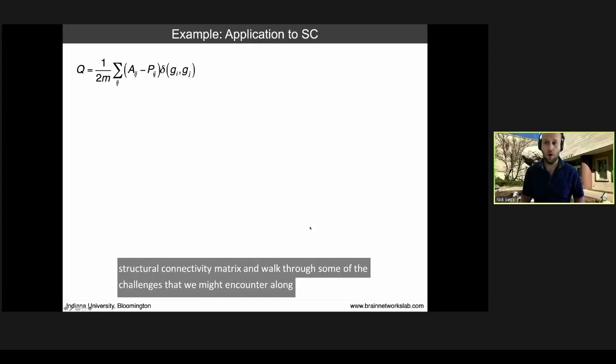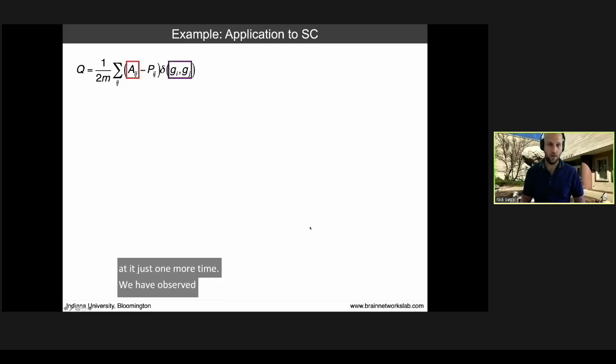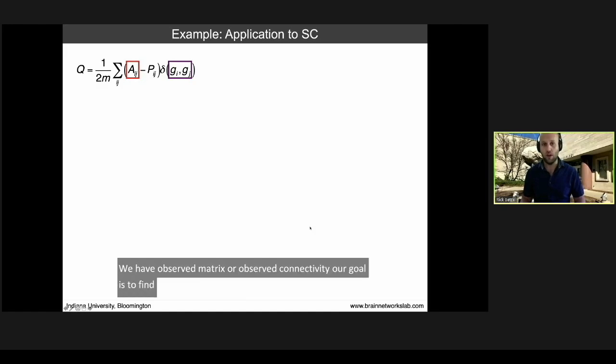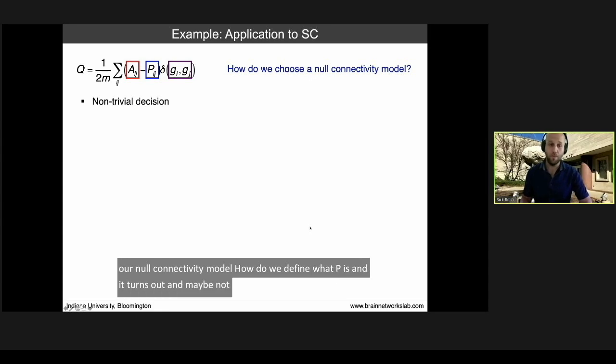Okay, so remember I promised there wouldn't be much more math, but remember our equation for modularity. Let's look at it just one more time. We have our observed matrix, our observed connectivity. Our goal is to find the values of G, the communities that maximize Q, but we're still left with this question of how do we define our null connectivity model? How do we define what P is? And it turns out, maybe not surprisingly, this is a non-trivial decision.